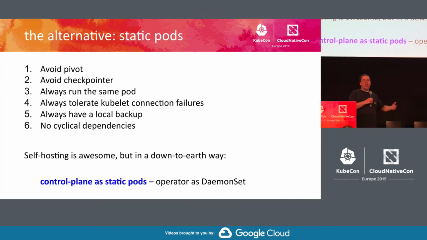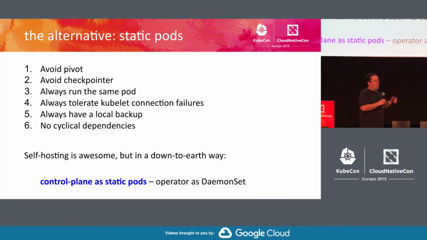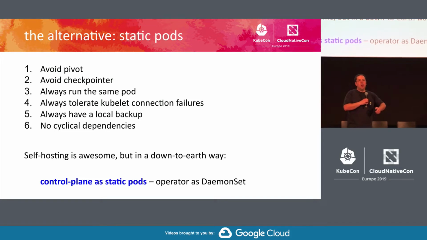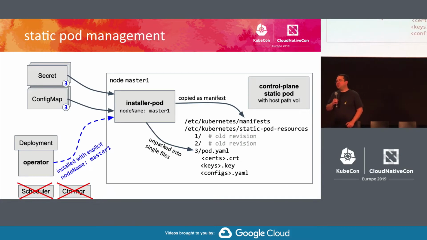Then, using static pods, you're tolerant to kube failures. You don't have any cyclical dependencies, right? So the main point here is that when I experience this problem in the future, I don't have to worry about my daemon set being up in order to fix the daemon set for my kube controller manager. So how did we do it?